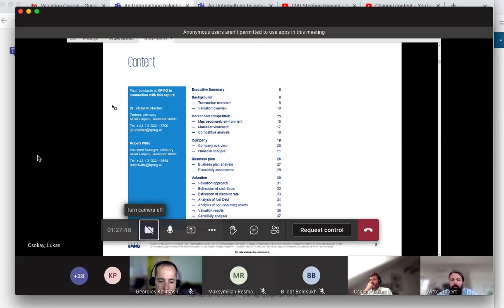Then we start with the company, so we narrow the focus, so to say. We present what you did basically in the first session, which is the business model analysis, right? Here we present what the products are, what the markets are, what the value chain is, and what the most important assets for the company are. Because again, this is important.